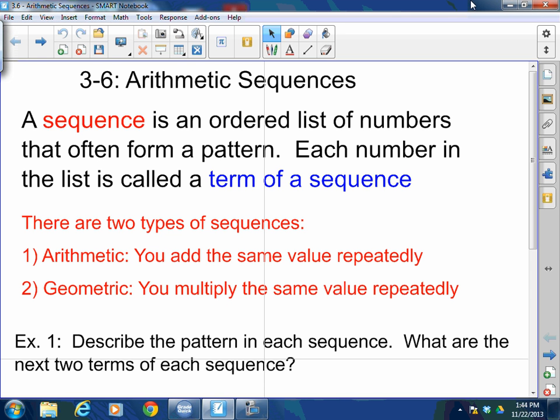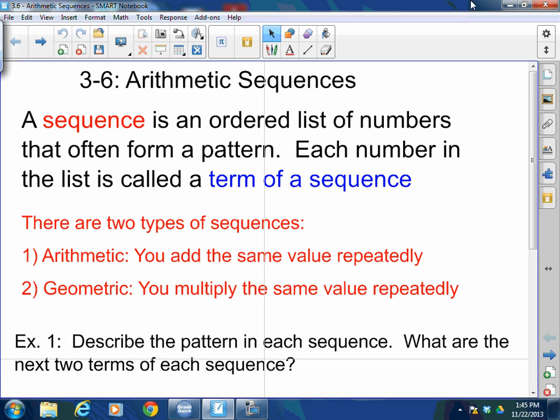There are two different types of sequences. There's an arithmetic sequence, and an arithmetic sequence occurs when you add the same value repeatedly. Now that value that you're adding can be positive, negative, a fraction, a decimal, a mixed number, any kind of number, but you're adding that same value over and over and over again, repeatedly.